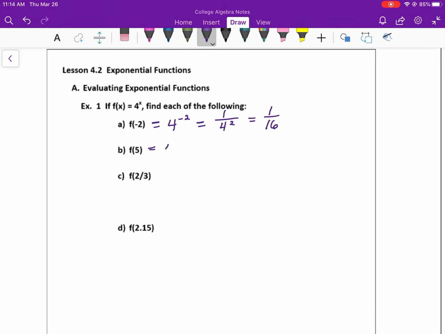If I want to do 4 to the 5th, that means 4 times 4 times 4 times 4 times 4. Now that one you would very well want to put into your calculator. For your calculators, you're going to look for the caret key, or maybe a key that says x to the y, or a key that says y to the x. So we're going to evaluate 4 to the 5th. And that's 1024.